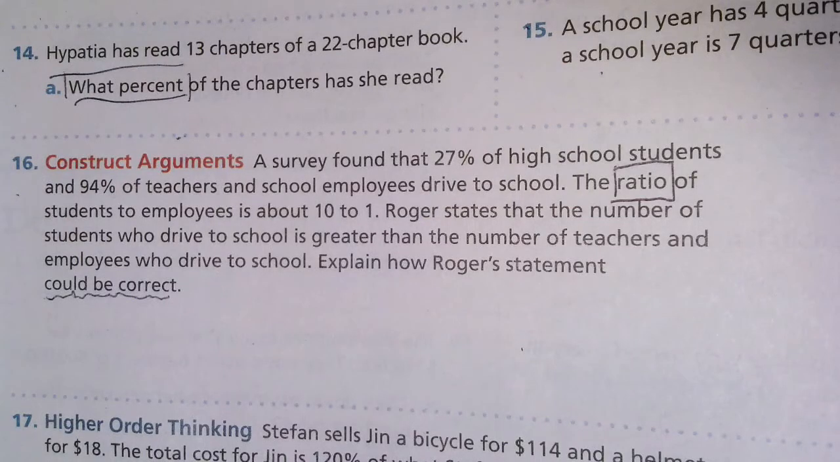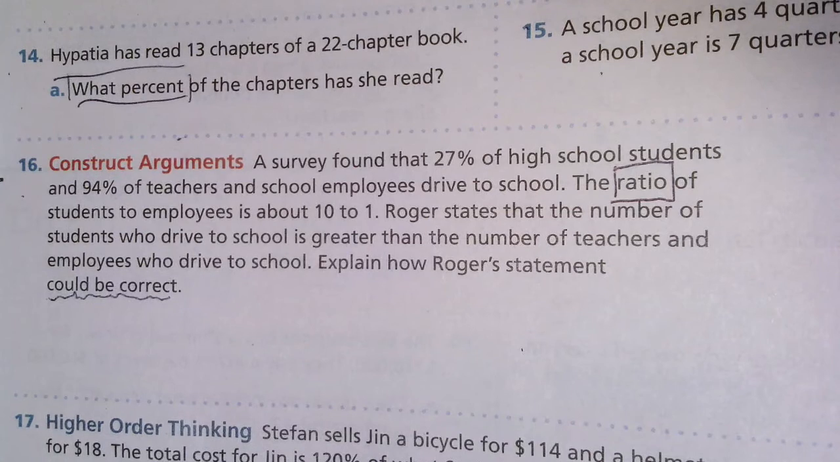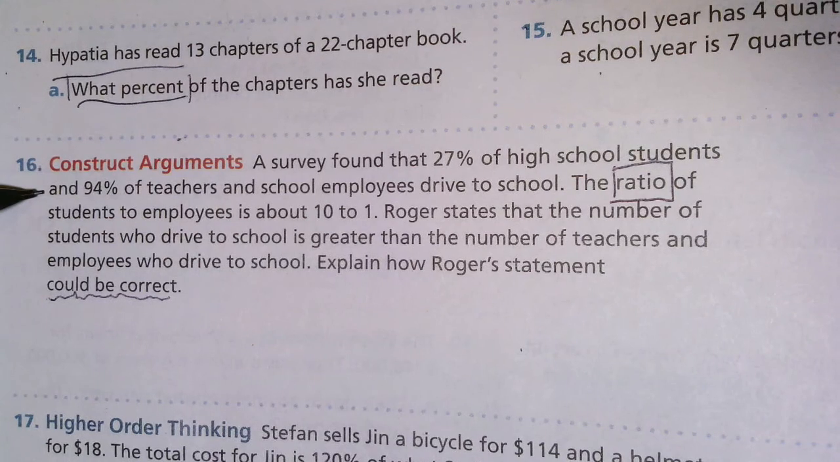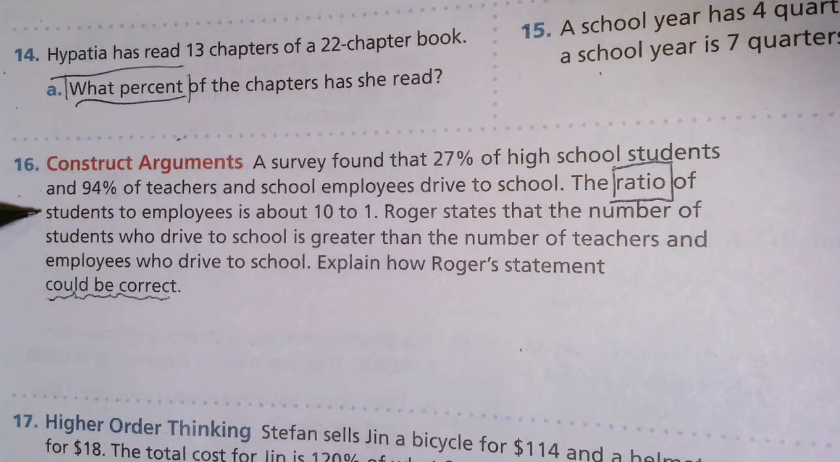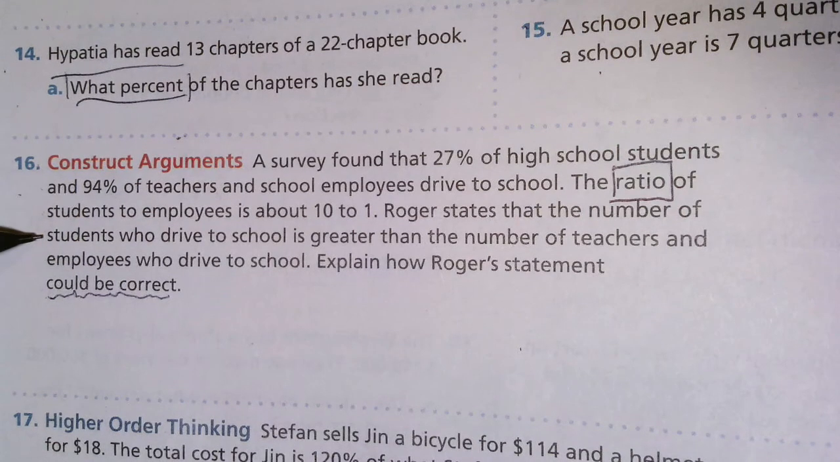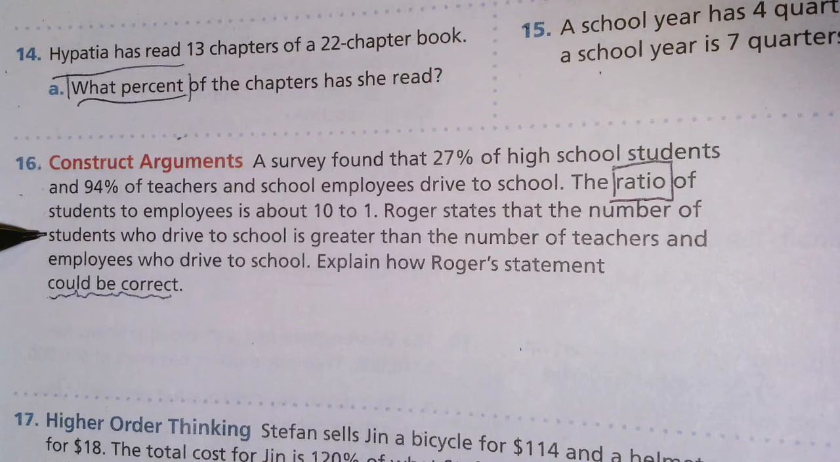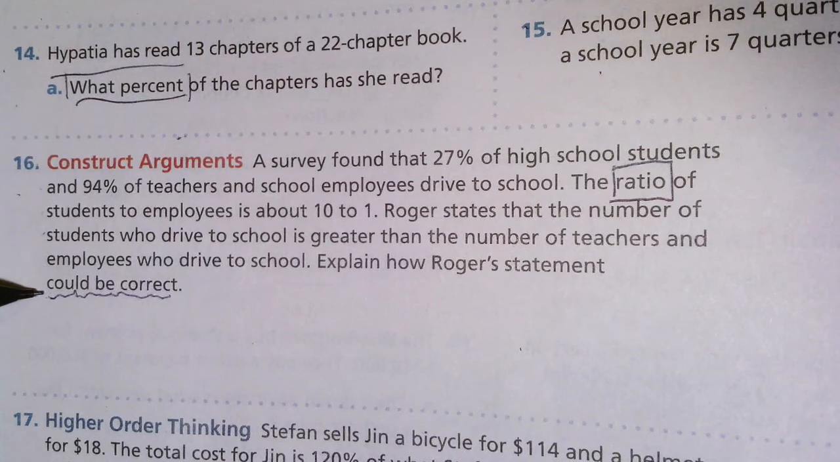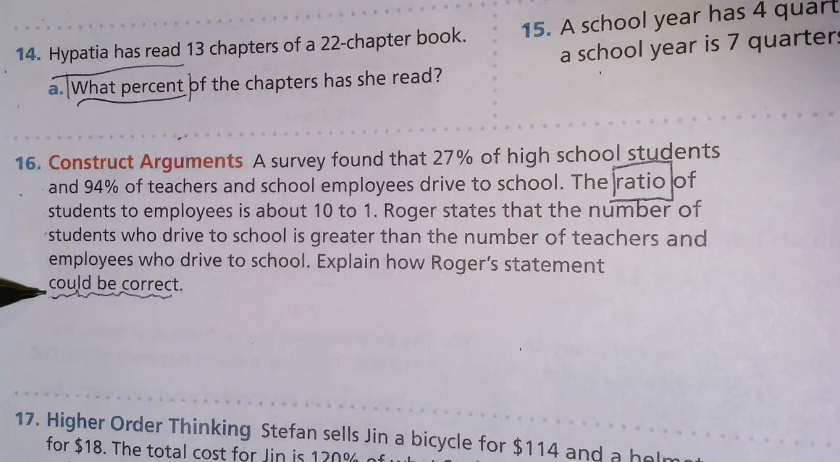Page 226, number 16. Construct arguments. A survey found that 27% of high school students and 94% of teachers and school employees drive to school. The ratio of students to employees is about 10 to 1. Roger states that the number of students who drive to school is greater than the number of teachers and employees who drive to school. Explain how Roger's statement could be correct.